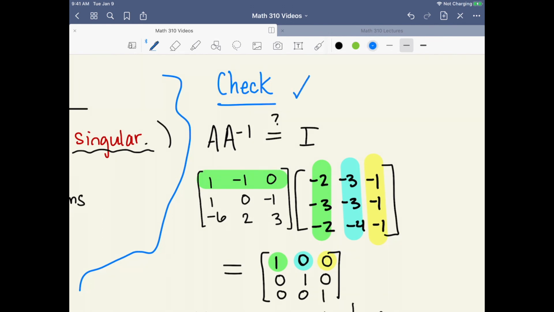In the next few videos that I record, I will be demonstrating the calculation of a matrix inverse in several different ways.